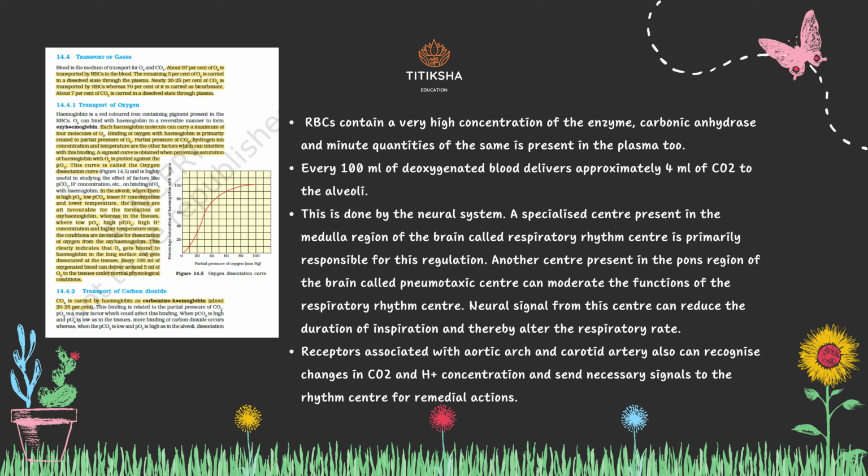A specialized center, present in the medulla region of the brain called respiratory rhythm center, is primarily responsible for this regulation. Another center present in the pons region of the brain called pneumotaxic center can moderate the functions of the respiratory rhythm center. Neural signal from this center can reduce the duration of inspiration and thereby alter the respiratory rate. Receptors associated with aortic arch and carotid artery also can recognize changes in CO2 and H+ concentration and send necessary signals to the rhythm center for remedial actions.